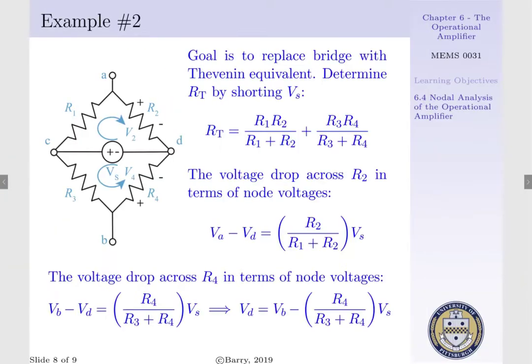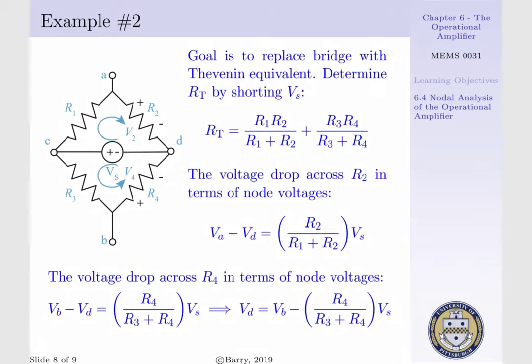Now to determine the voltage drop across terminals B and D, i.e. our voltage drop across resistor 4, recognize R4 is in series with R3 being powered by our voltage source V sub S. That is, VB minus VD is equal to R4 per R3 plus R4 times the quantity V sub S, which allows us to express VD is equal to VB minus the quantity R4 per R3 plus R4 times our source voltage.